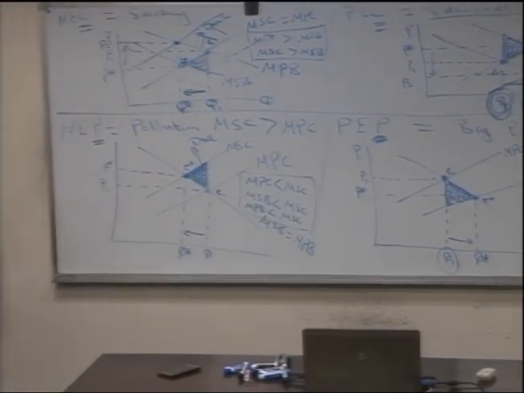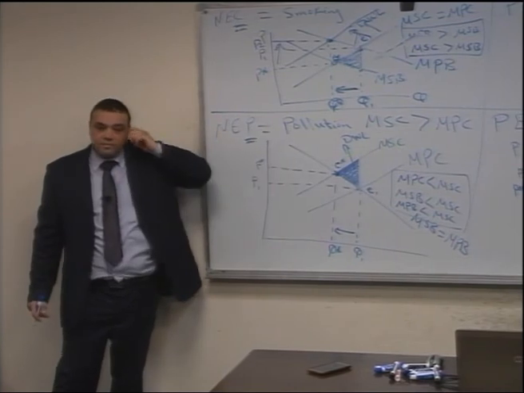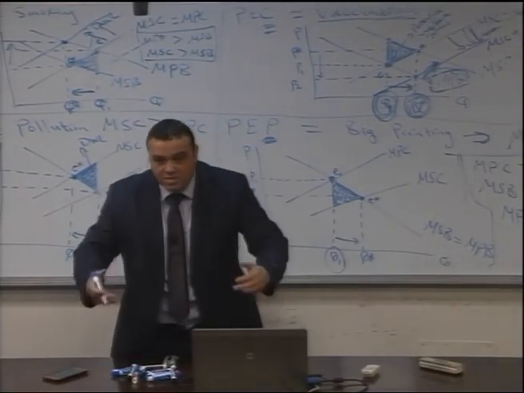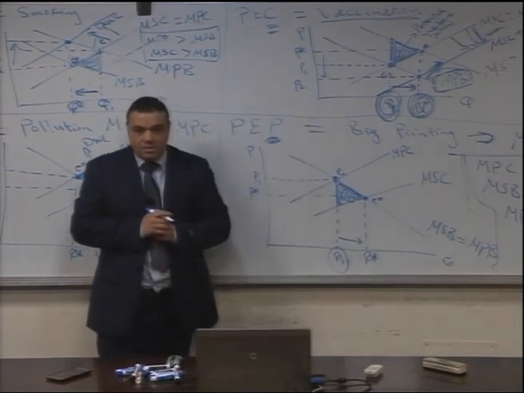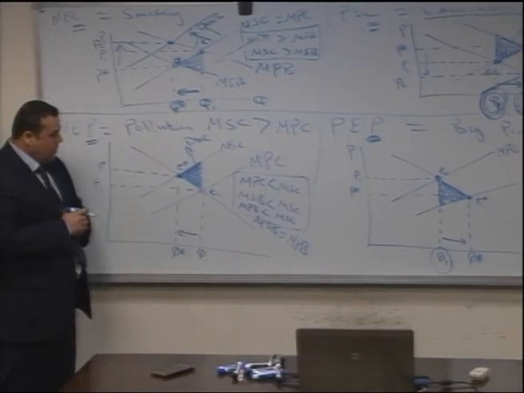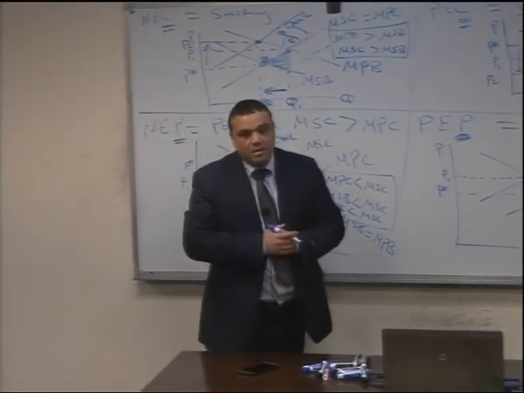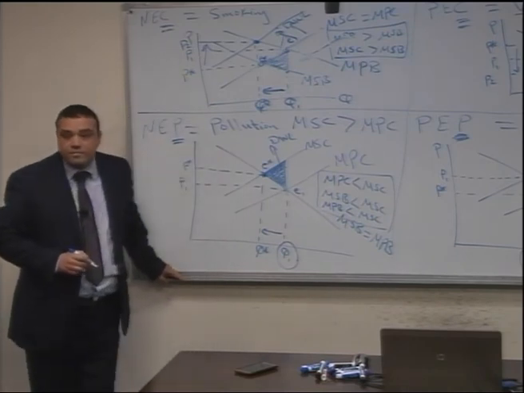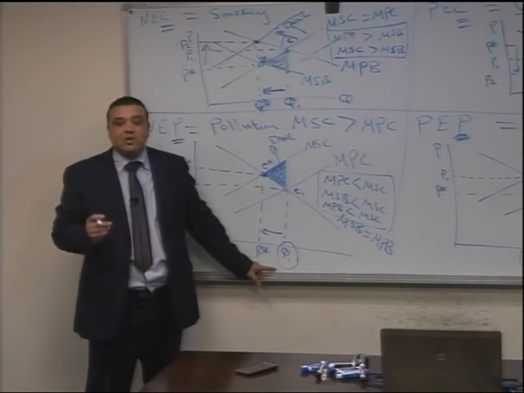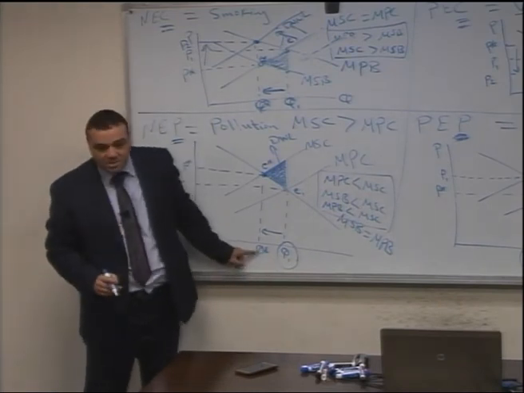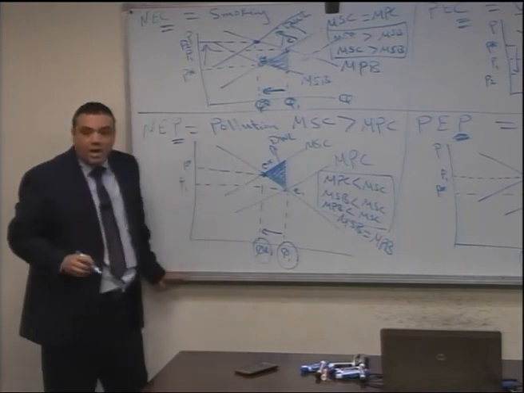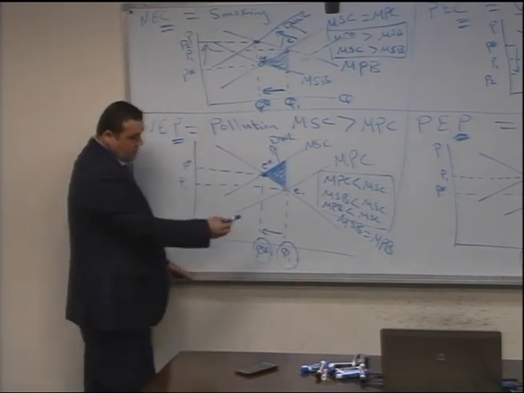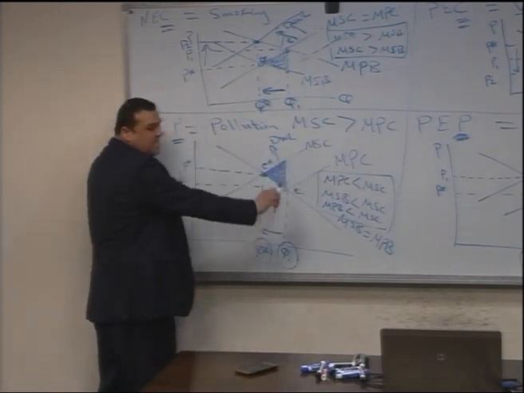Let's go to the third case here. The pollution. How can we control the pollution or control the factories that emit fumes and create pollution for the community? The government can impose taxes on the factories that create such problems. Like here we have an overproduction of paint at Q1, and the socially optimal quantity of paint production here is Q star. How can we decrease the quantity produced from Q1 to Q star? This can be eliminated by increasing the marginal private cost.